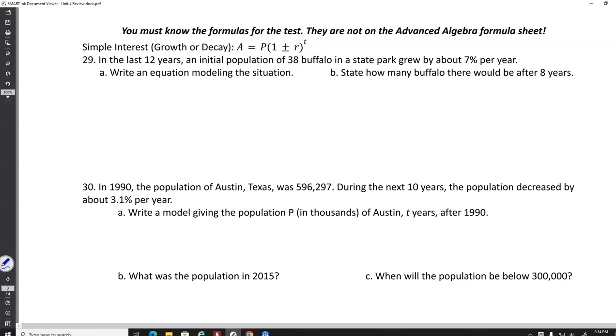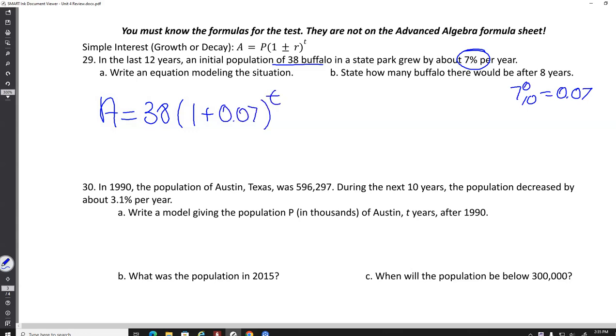So here we got, in the last 12 years, an initial population was 38 buffalo, and the state park grew by 7%. Okay, so A equals my initial value was 38 buffaloes, and it grew, which means I'm going to add 1 plus the rate, which was 7%. 7% is going to be converted to a decimal to be able to add it. So it's going to be 0.07 to the t. I'm writing an equation model, so I'm not going to put 12 years in there because the years can change. So this is the model; the initial amount of buffalo will stay, and the rate they grow will also stay.